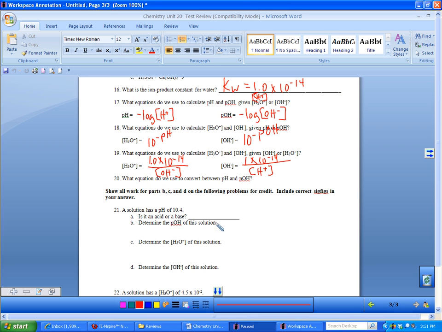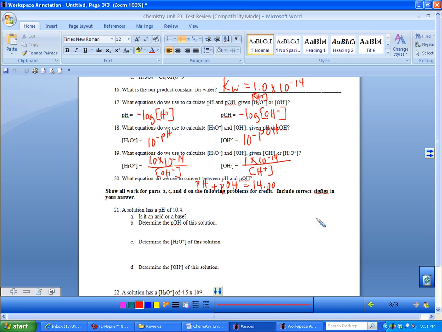What equation do we use to convert between pH and pOH? pH added to pOH must give us the lovely number 14.00. All right. Show all your work for parts B, C, D on the following problems for credit. Include correct sig figs in your answer.